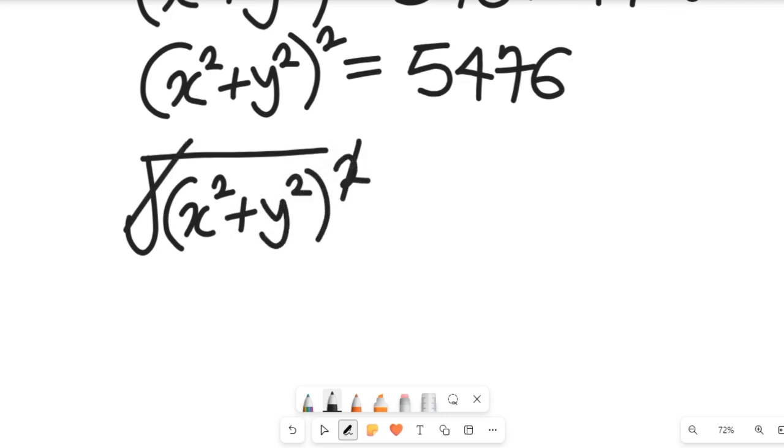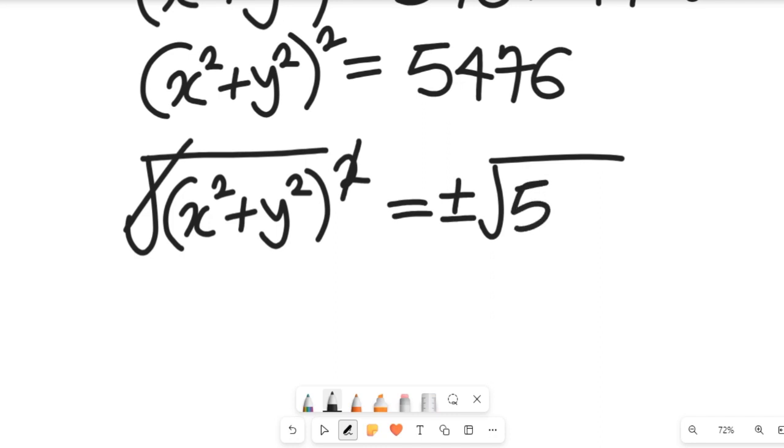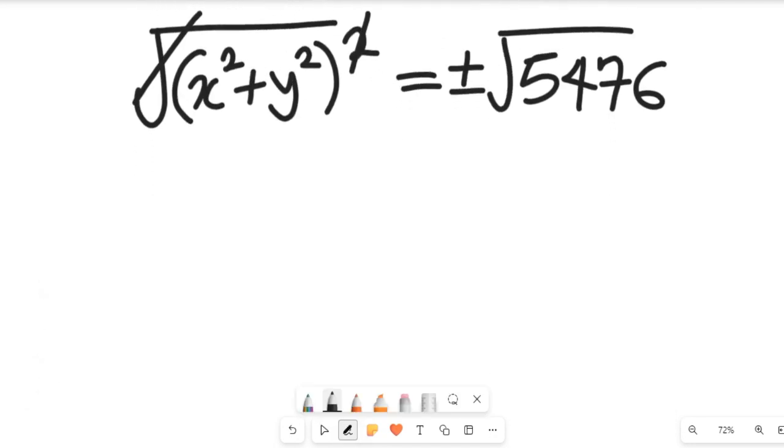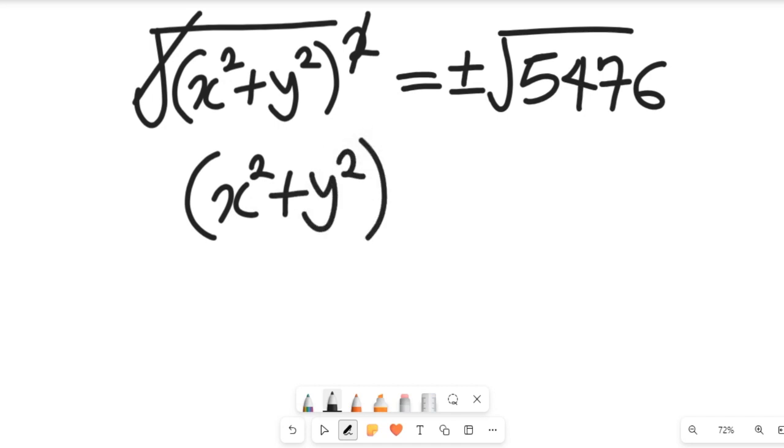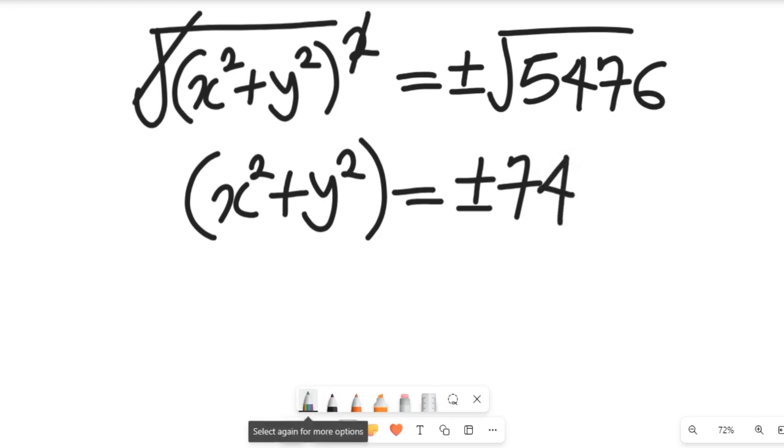So this will clear this, as we'll have this other side to give us plus or minus the square root of 5476. Great. So x squared plus y squared will be equal to the square root of 5476, which is going to give us plus or minus 74. So we have two expressions.